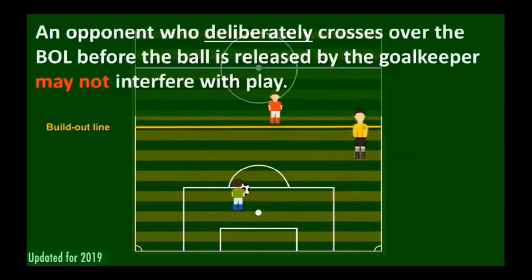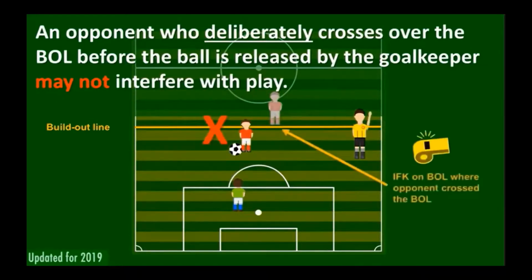If an opponent crosses back over the build-out line before the ball is released by the goalkeeper and then gets involved in play, moves to gain possession of the ball, or interferes with play, the referee can stop play and award the goalkeeper's team an indirect free kick on the build-out line at the spot where the opponent crossed back over the line.